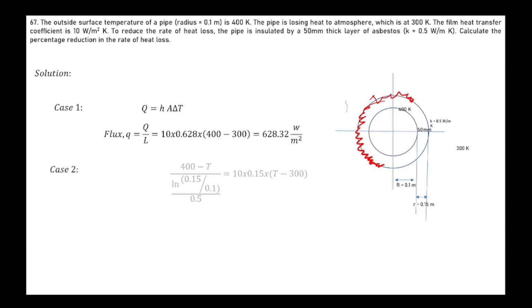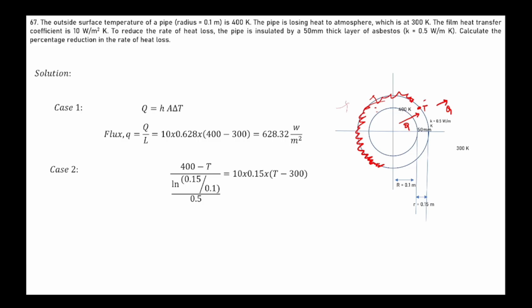In the second case, we have to find out T. What is the temperature at this point? Here at this point. So heat Q will be equal to this Q. Right? So Q inside the pipe will be equal to Q outside the pipe, because flux always remains constant.